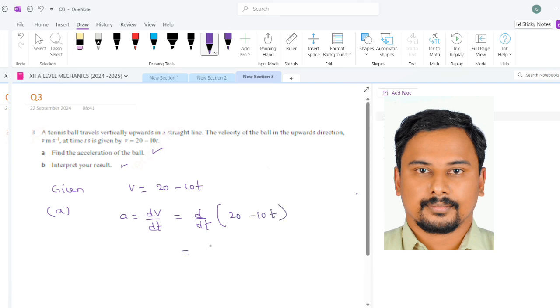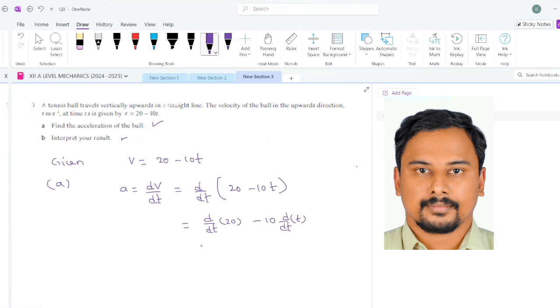Now 20 is a constant. What happens to the derivative of a constant? If you want, you can write separately d by dt of 20 minus 10 into d by dt of t. Obviously the derivative of a constant will be 0. Therefore 0 minus 10 into d by dt of t, which is 1, so which is minus 10. Therefore here acceleration is minus 10 meters per second squared. This is the answer for this.